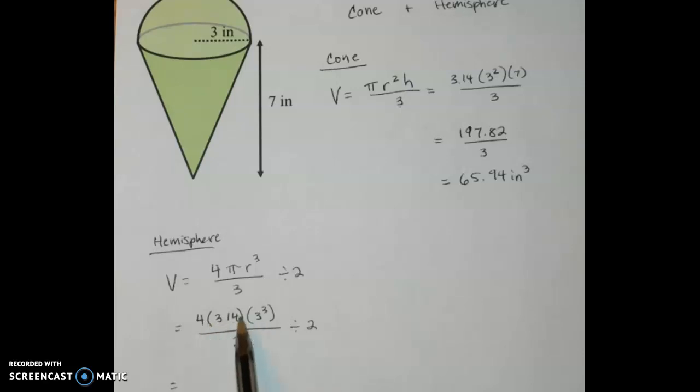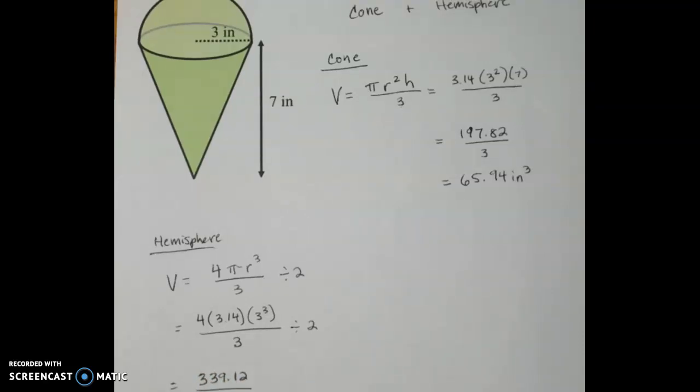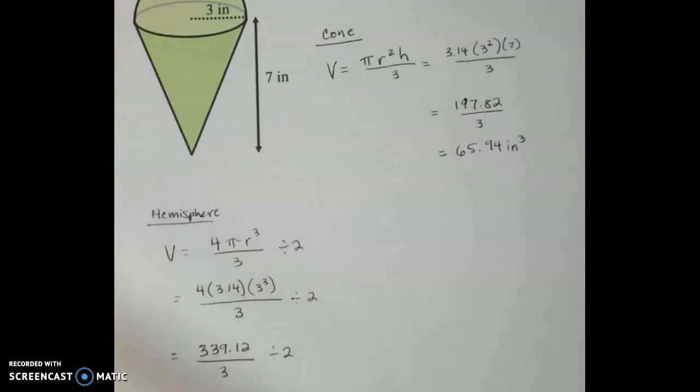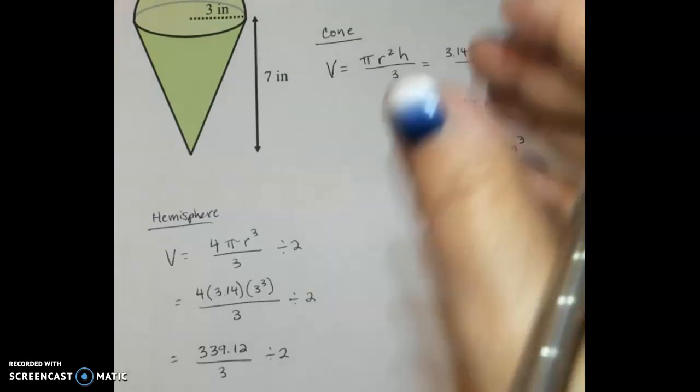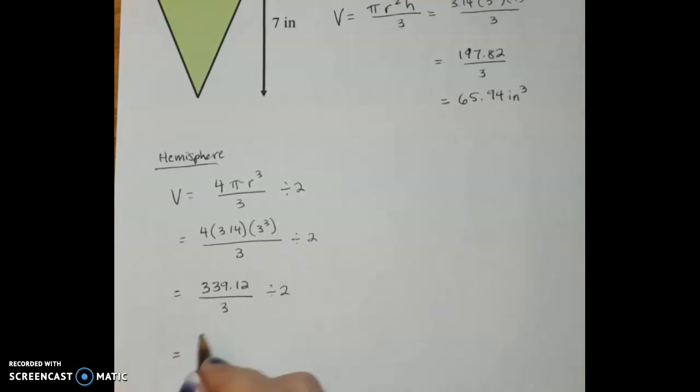Okay, when I multiply these together, 3 to the third power is 27 times 3.14 times 4 turns out to be 339.12 divided by 3, divided by 2 when we're done. Okay, and when I divide right here, 339.12 divided by 3 turns out to be 113.04. So this is the volume of the whole sphere. Now I'm going to divide it by 2 since we only have half a sphere, and that turns out to be 56.52 cubic inches.